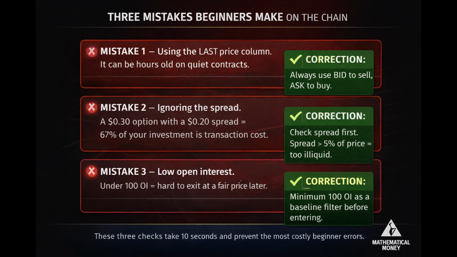Check spread first. Third, picking strikes with low open interest. Less than 100 open interest on a contract you want to hold for several weeks means you might struggle to exit at a fair price when the time comes. Liquidity matters at entry and at exit. These 3 checks take 10 seconds and prevent the most costly beginner mistakes.